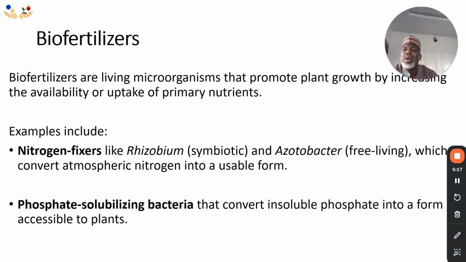Biofertilizers are living organisms that promote plant growth by increasing availability and uptake of primary nutrients. Examples include nitrogen fixers like Rhizobium and Azotobacter, which convert atmospheric nitrogen into a usable form, and phosphate-solubilizing bacteria that convert insoluble phosphate into a form accessible to plants.